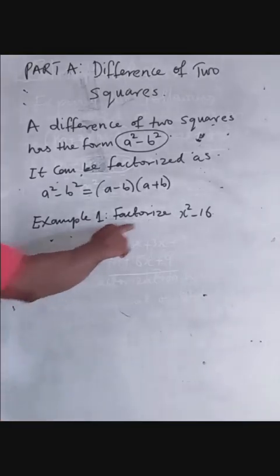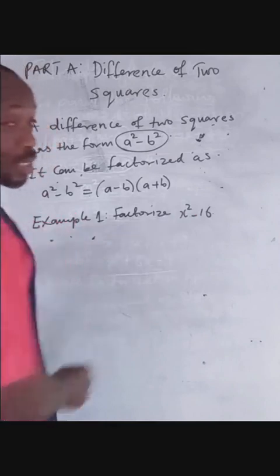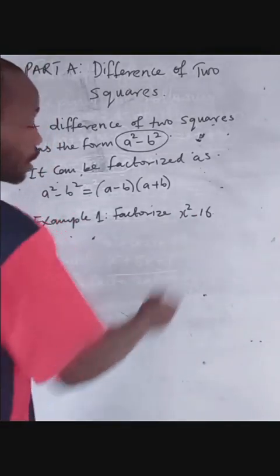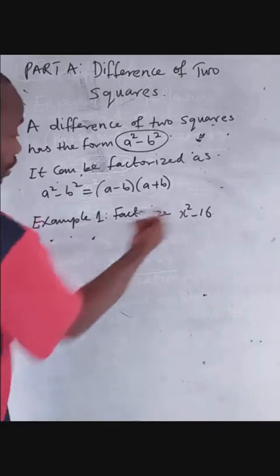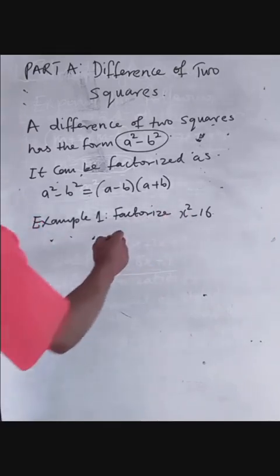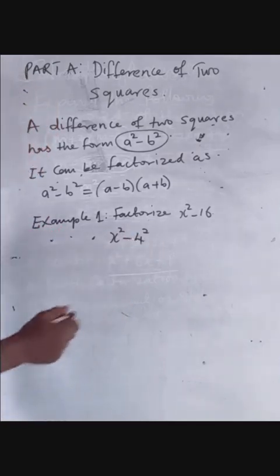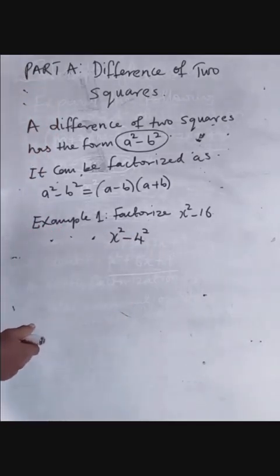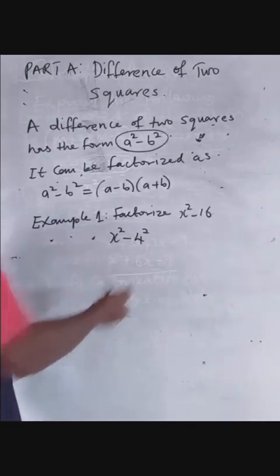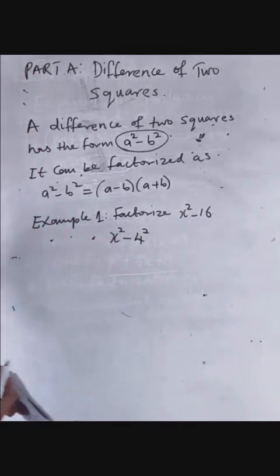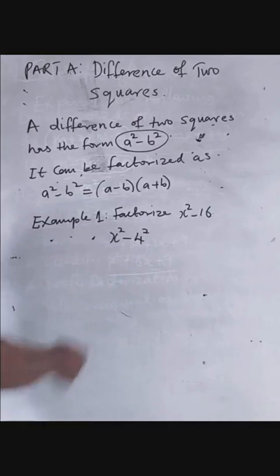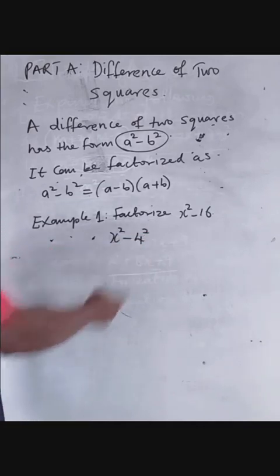So example 1, factorize x squared minus 16. Now x squared minus 16 can be expressed as x squared minus 4 squared. Can you see it? X squared minus 4 squared, because 4 times 4 is 16. So I just express 16 as 4 squared. So I have x squared minus 4 squared.